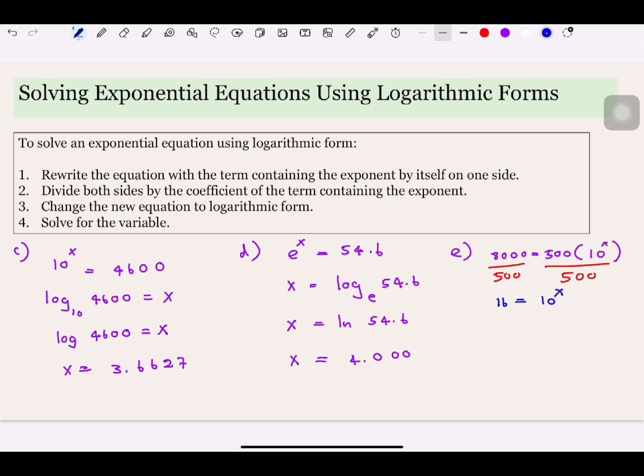Now we can apply step number 4, the logarithmic form. So x is equal to log base 10 of 16. Again, use your calculator to get log 16. The value will be approximately equal to 1.2041.